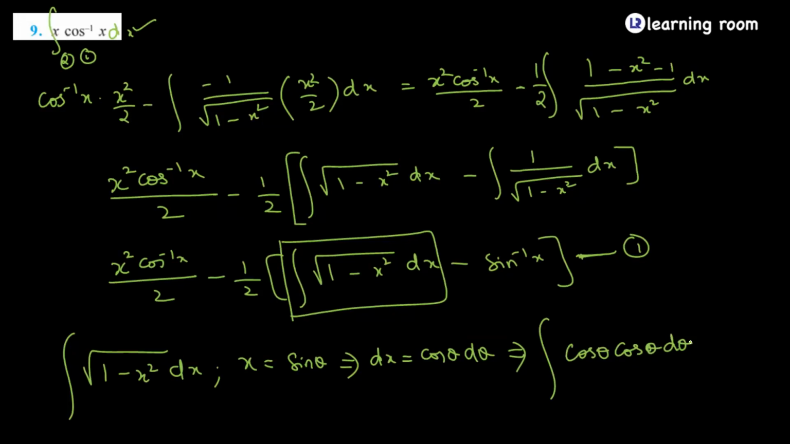So all that I need to do, to find the integral of root of 1 minus x square dx, is find the integral of cos square theta d theta. That will be the answer in terms of theta. Then again, I'll convert theta back in terms of x. Okay. Listen to this carefully. So what is the integral of cos square theta d theta?